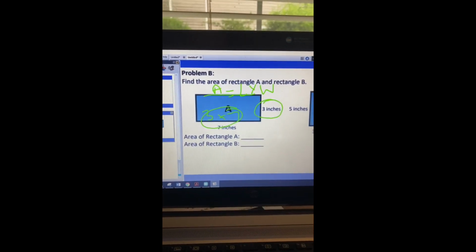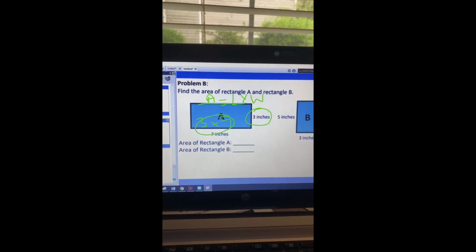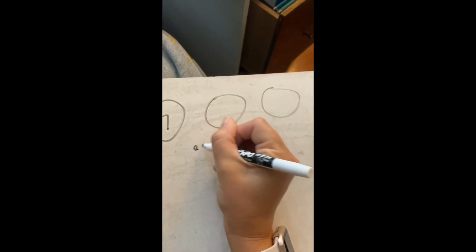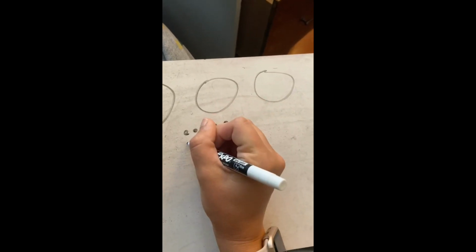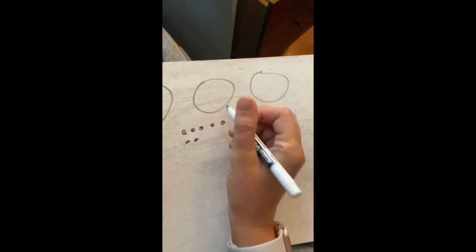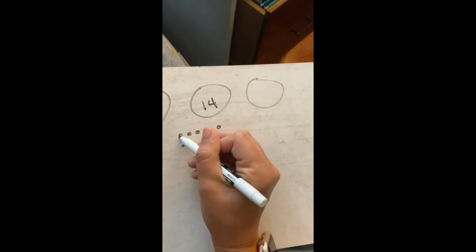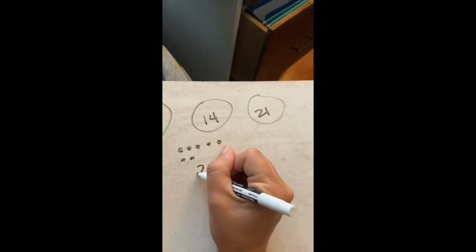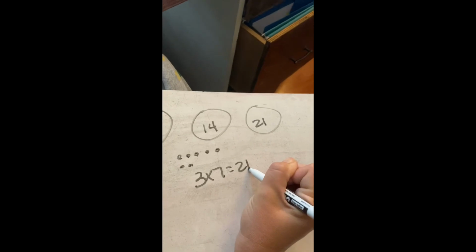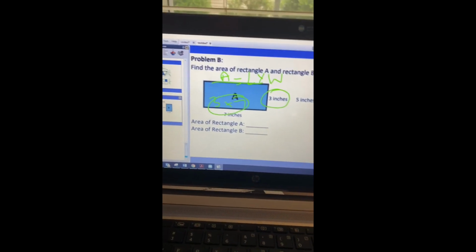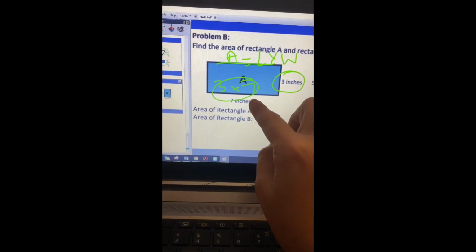So 3 times 7. Well, 3 times 7 means I'm going to have 3 groups where I skip count by 7. If I don't remember how to do it, I can draw out 7 little dots: 1, 2, 3, 4, 5, 6, 7. So 7, 8, 9, 10, 11, 12, 13, 14, 15, 16, 17, 18, 19, 20, 21. So 3 times 7 equals 21. So the area of this rectangle is 21.